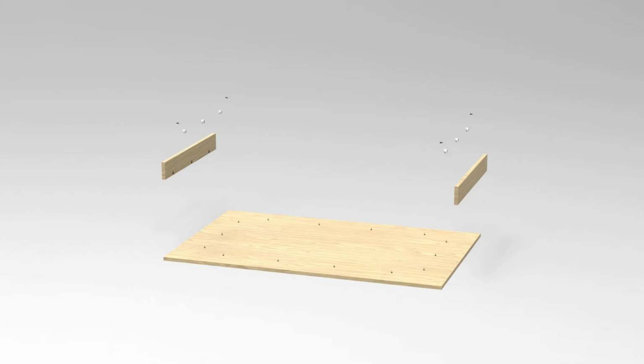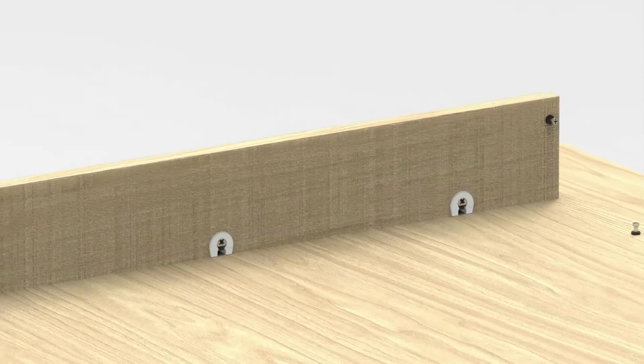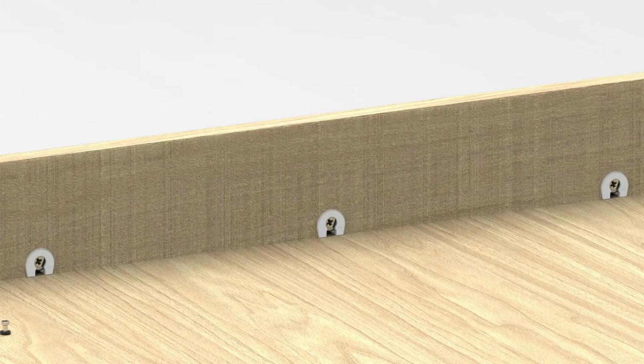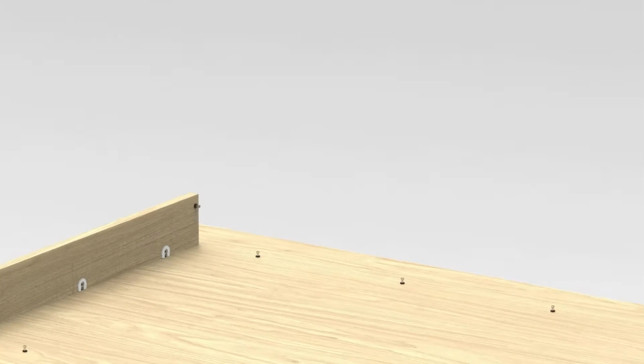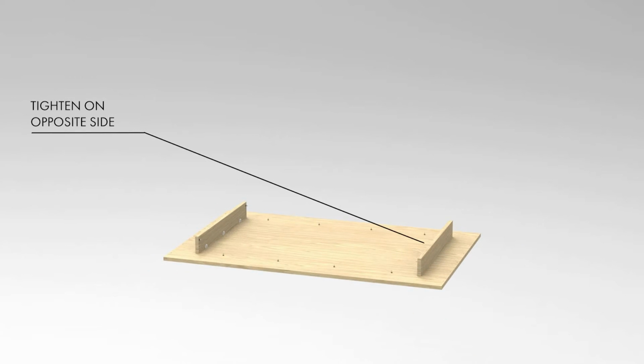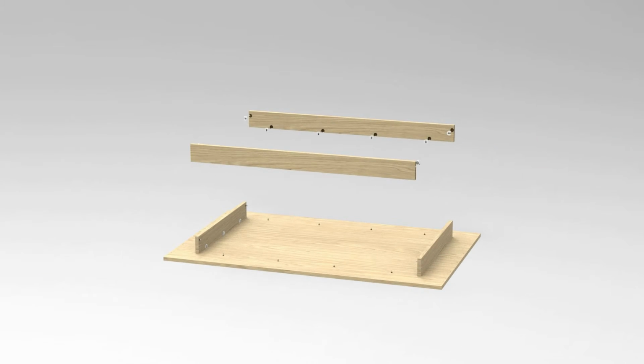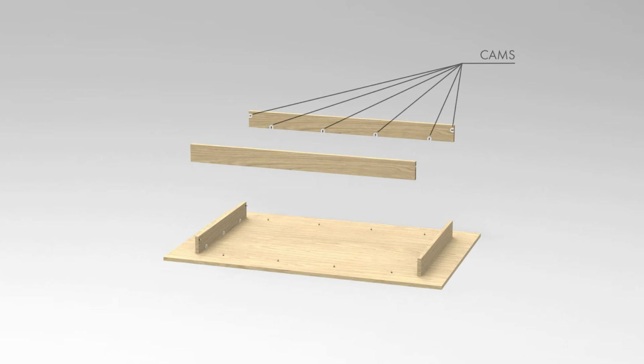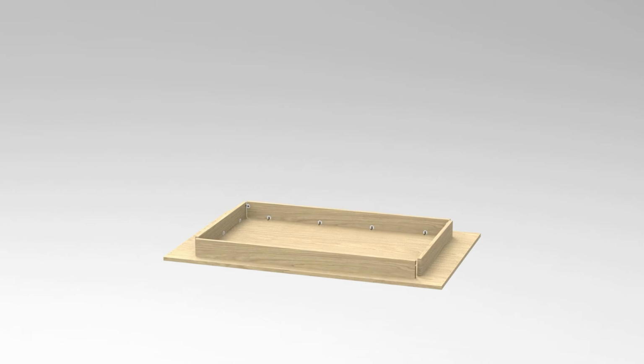Find the two base pieces that have three cams and insert the two dowels on each one. Attach and partially tighten these pieces. Find the two base pieces that have six cams. Attach and fully tighten these pieces. Fully tighten all pieces for the base and then flip the assembly over.